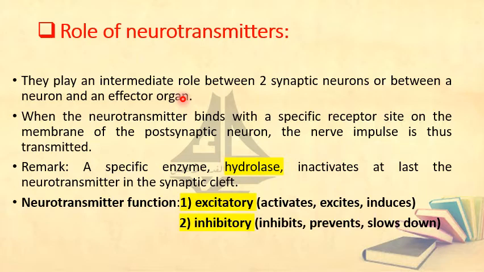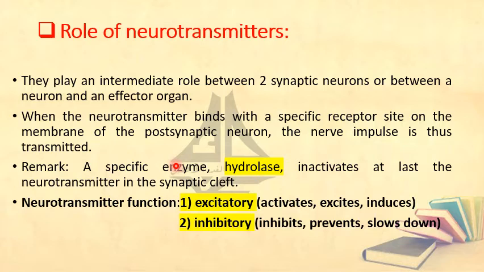Even if the message wants to reach the motor organ, the same steps are taking place, because the neuron is going to send the message to the effector organ to react. Here they are telling you that when the neurotransmitter binds with a specific receptor site on the membrane, the nerve impulse is thus transmitted. I might ask you, when do we consider the nerve message, or nerve impulse, or nerve influx, transmitted? You tell me when binding between the neurotransmitters and the receptors of the postsynaptic neuron takes place, we can consider that the nervous message is transmitted.